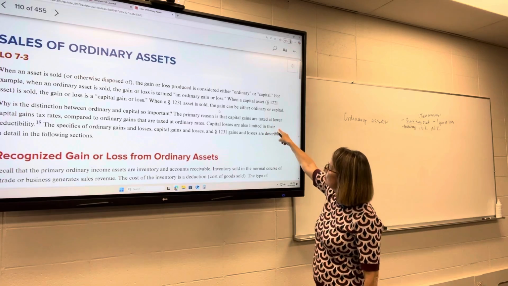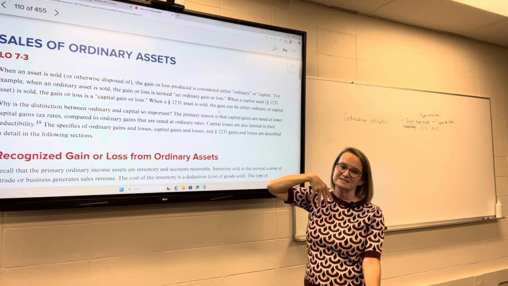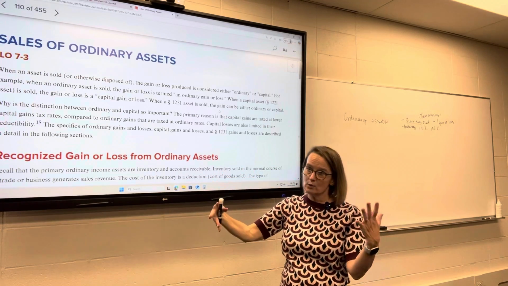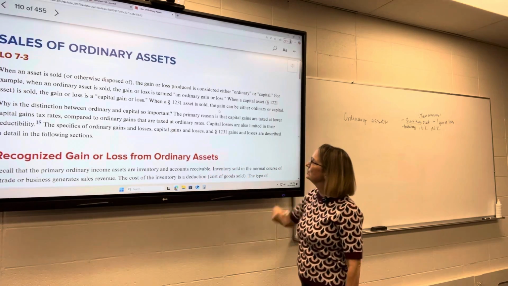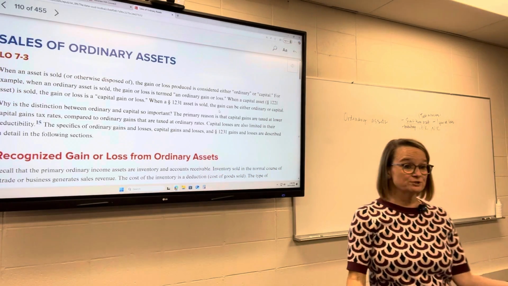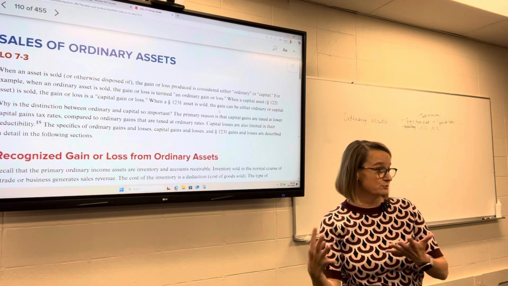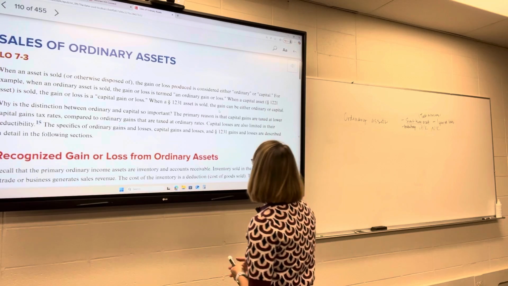Capital gains, again, are taxed at lower capital gains tax rates, not always lower, but usually, compared to ordinary gains that are taxed at ordinary tax rates. So it's usually preferred to be able to sell something at those capital gains tax rates because usually you're going to pay a little bit less in taxes.